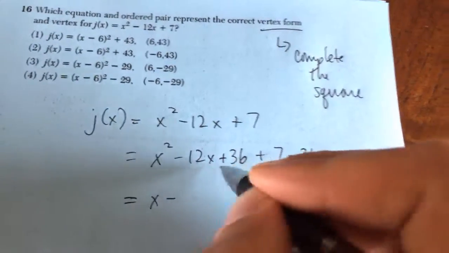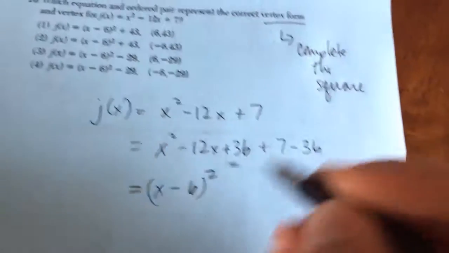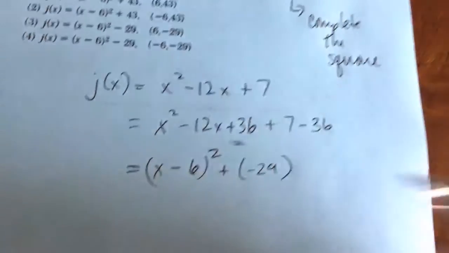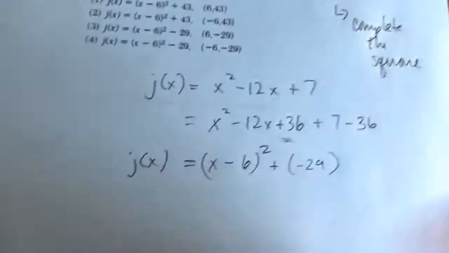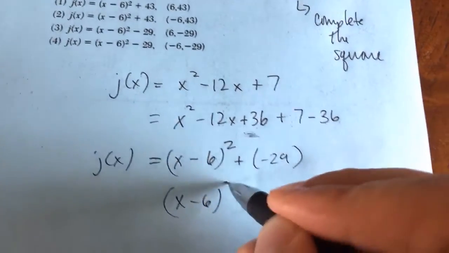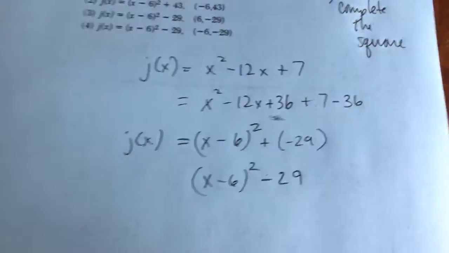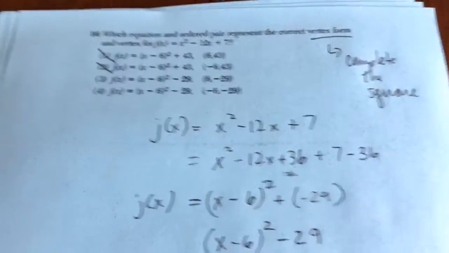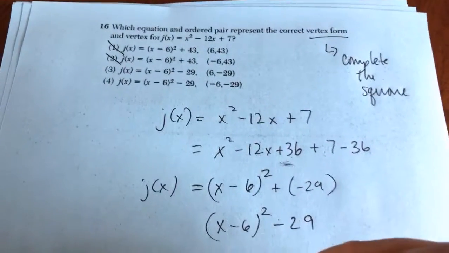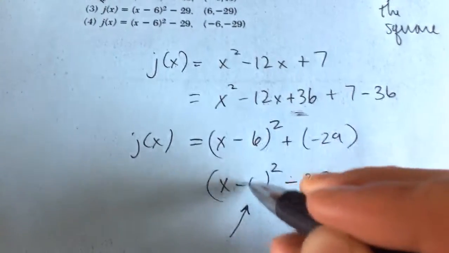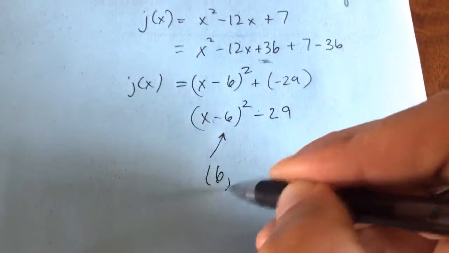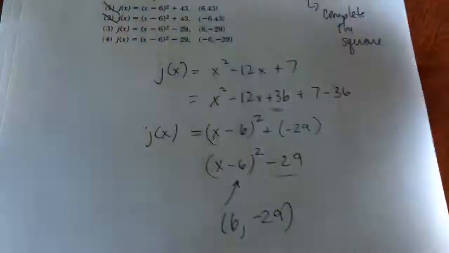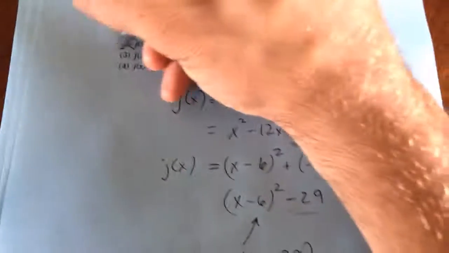Now I can factor this as such, and then I'm going to simplify this. This is going to be plus a negative 29. So j of x equals x minus 6 squared minus 29. So it's going to be either choice 3 or 4. Now the vertex is always going to be the opposite of this sign, so it's going to be positive 6, and since this is minus, it's going to be negative 29. So in this case, it's going to be choice number 3.